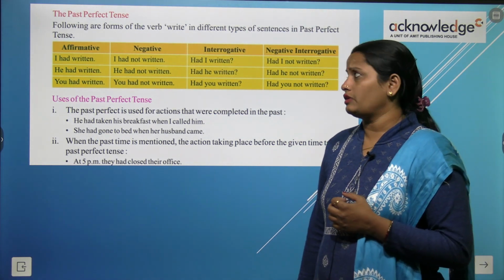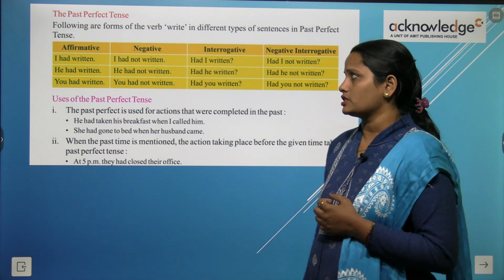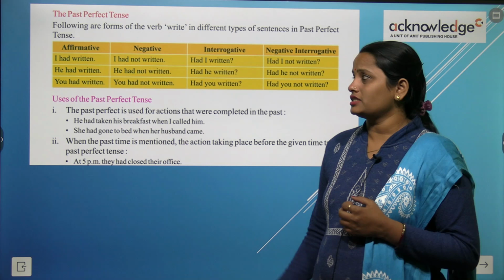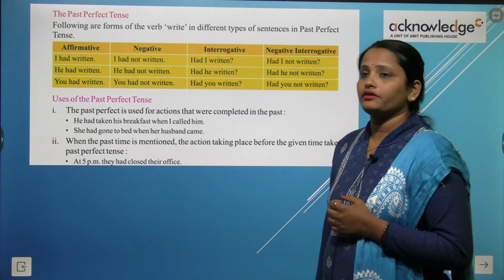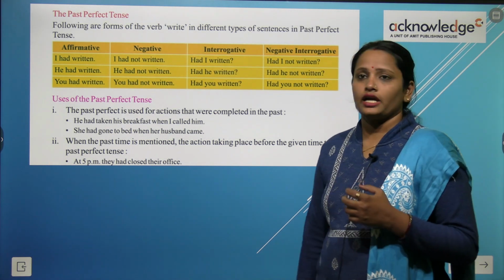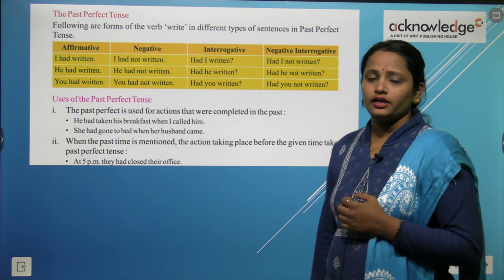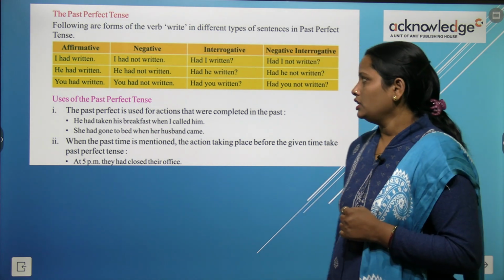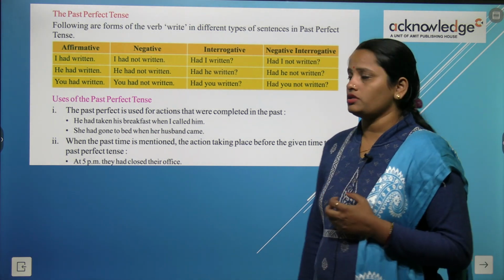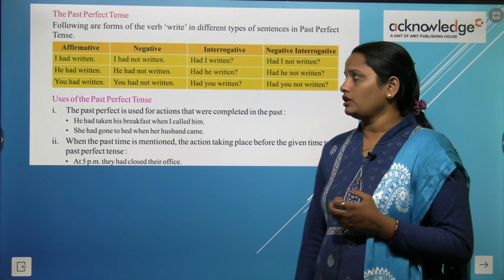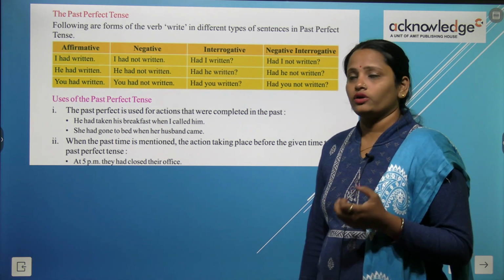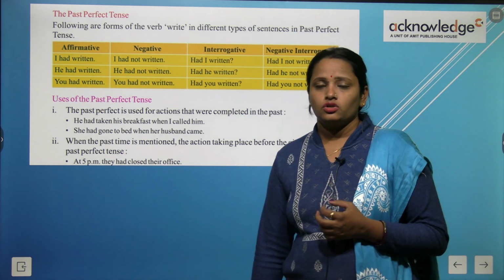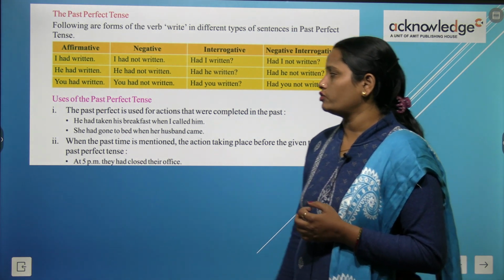The next topic that we are going to learn is the past perfect tense. So following are the forms of verbs of past perfect tense with write. So first is I had written. Next is I had not written. Had I written? Had I not written? He had written. He had not written. Had he written? Had he not written? You had written. You had not written. Had you written or had you not written? So these are a few of the forms of verbs.